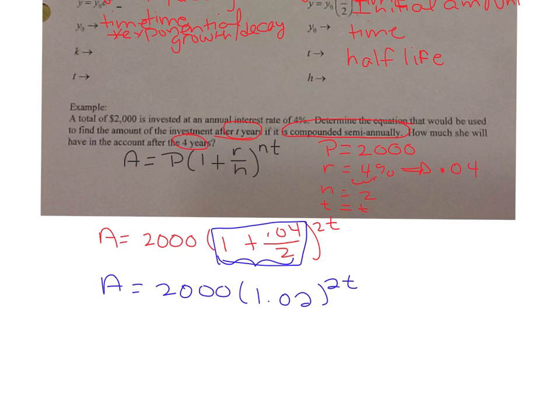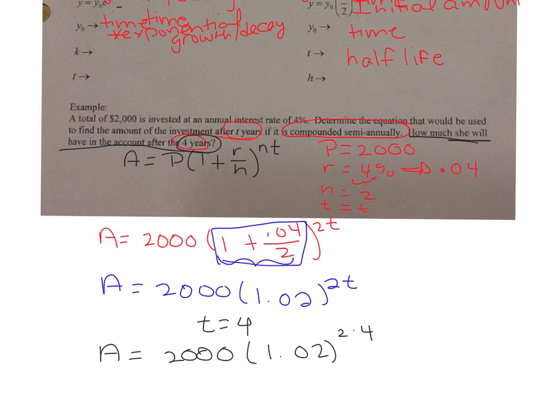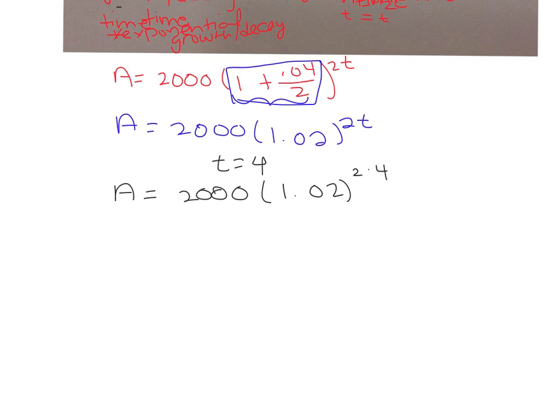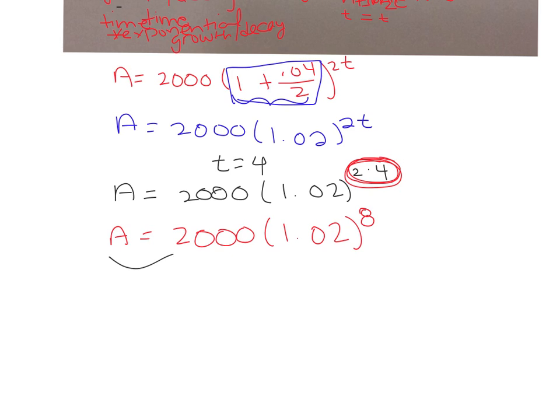All right, so next part is how much will she have in the account after 4 years? So that means now my T is equal to 4. So A equals 2,000 times 1.02 raised to the 2 times 4 power. So now, this is what I want you to do. When you have these multiple exponents, you have more than one exponent, I want you to rewrite the equation and write that exponent, this 2 times 4, as one exponent. So it's 2,000 times 1.02 raised to the 8th power. Now, once you do that, you can just plug this into your calculator. So just plug that into your calculator just like that.